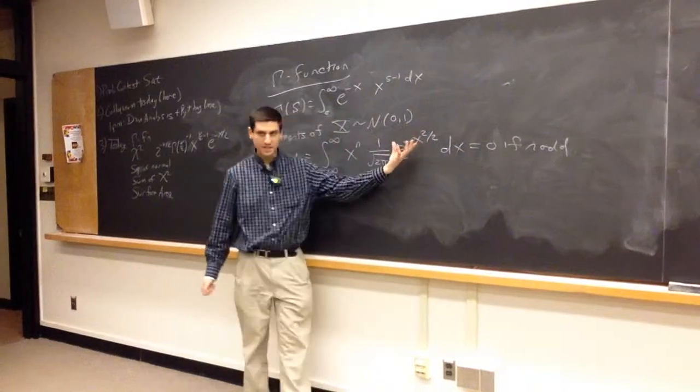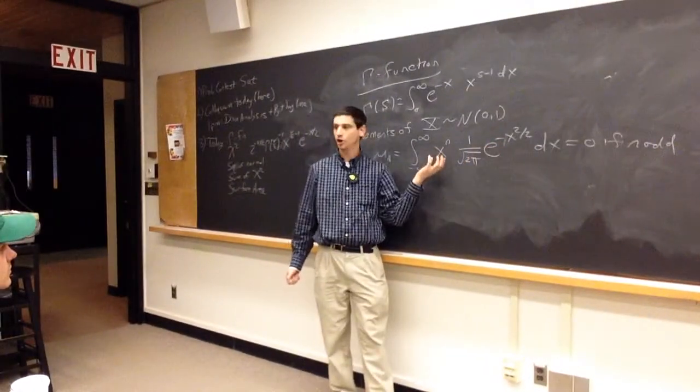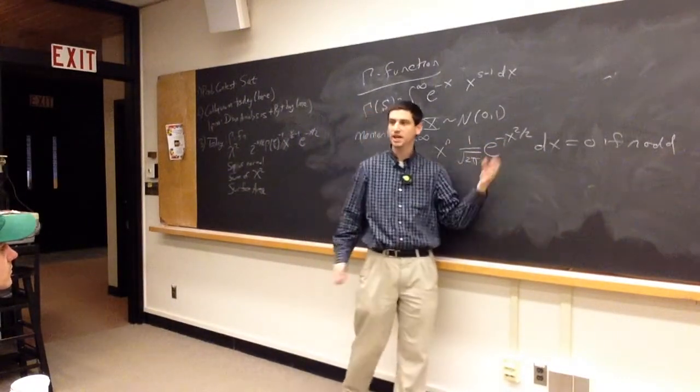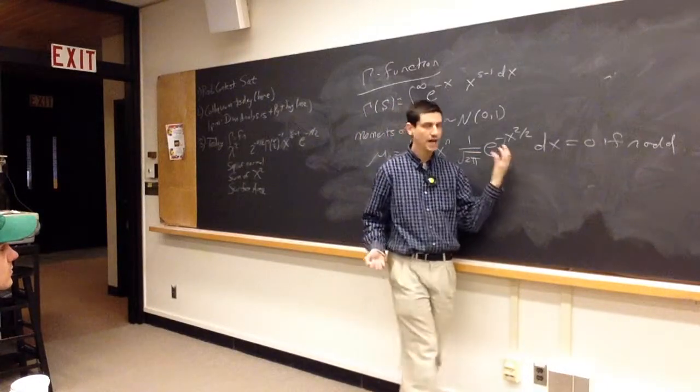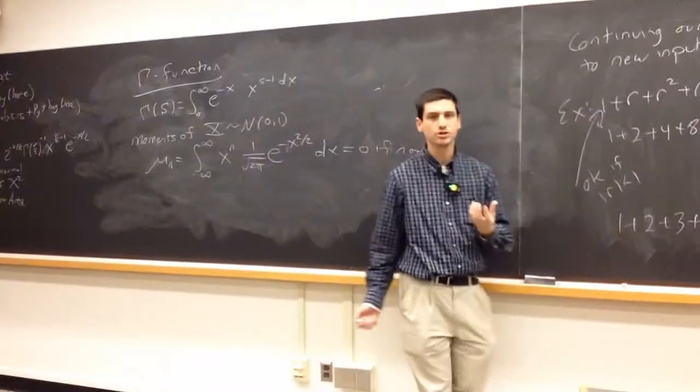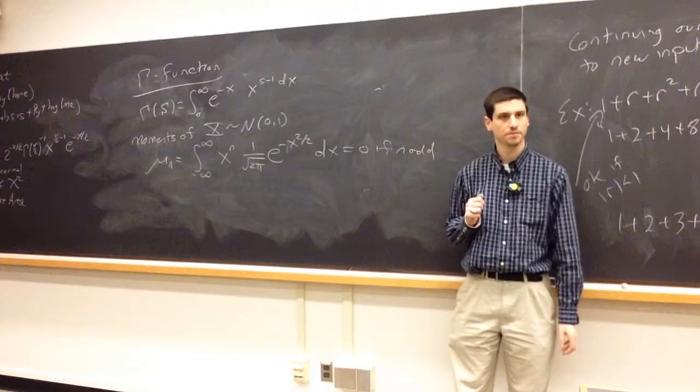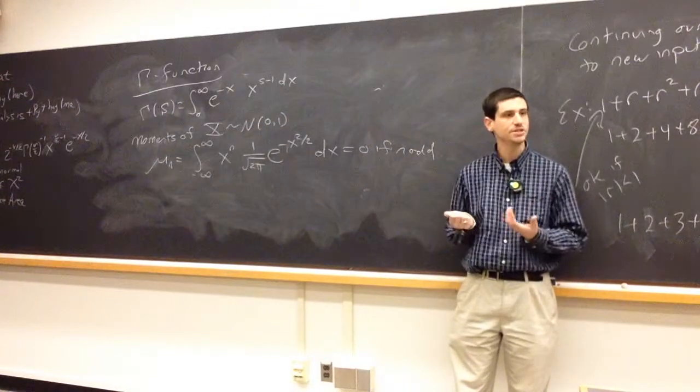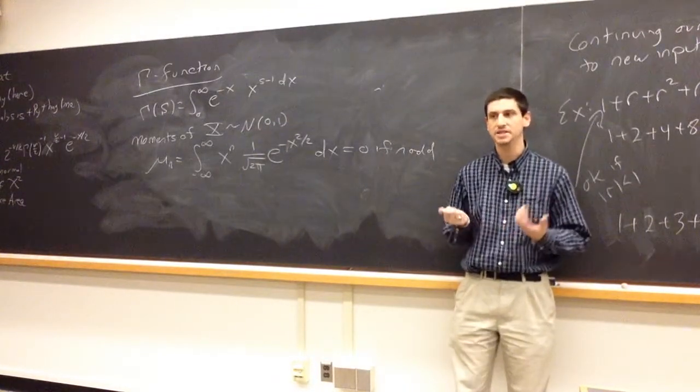Why? This is an even function here. This is an odd function here. We have plenty of decay, so everything is fine. So if n is odd, it's going to just immediately integrate to 0. So the difficulty is evaluating the moments when n is even.